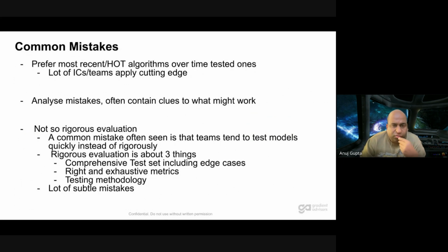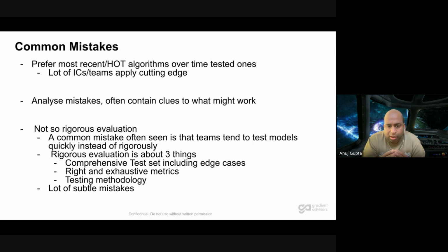One of the common mistakes is people start to use the most recent or hot or popular algorithms over time-tested ones, right? A lot of ICs don't tend to analyze very carefully the kind of mistakes the model is making. This often contains clues to what might work, what your next approach should be, and how to make it work, right? A lot of teams don't tend to do rigorous evaluations.